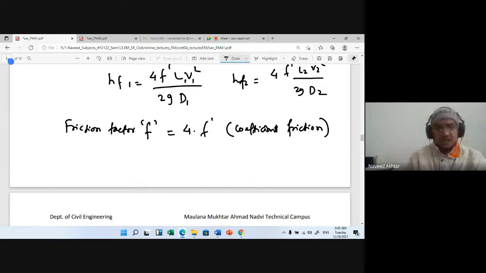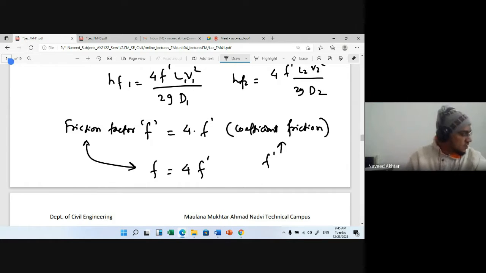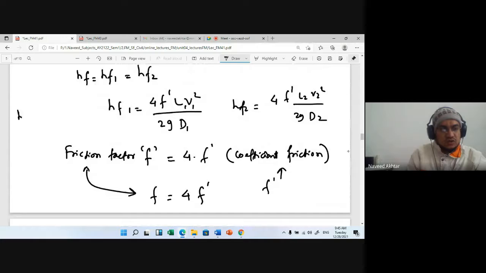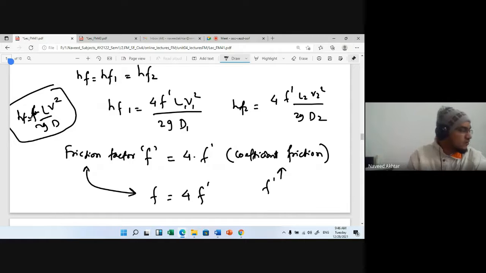Example: coefficient of friction given. So you know that f is nothing but 4 times f dash, and f dash is the coefficient of friction. f is the friction factor. So you can write down this formula. Actually we are writing hf is equal to f l v square upon 2 g d. But since f is equal to 4f dash, here I have written the 4f dash.